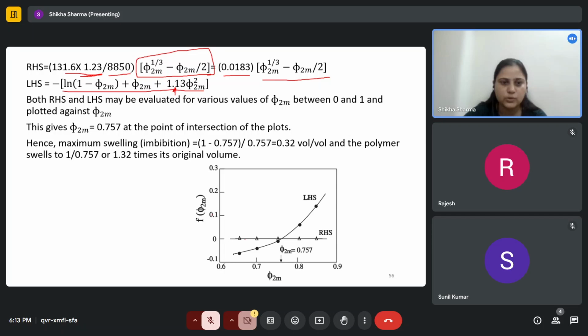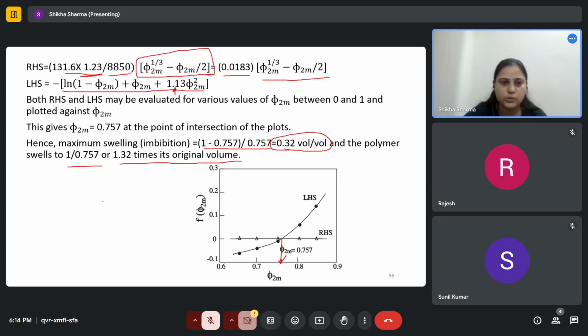When we solve this equation from the plot, at the intersection point, this phi 2m, which is at the swelling equilibrium, we get 0.757. So maximum swelling will be 1 minus phi 2m divided by phi 2m, which is 1 minus 0.757 divided by 0.757, nothing but 0.3 volume per volume, and the polymer will swell to 1 upon 0.757, or 1.3 times its original volume.